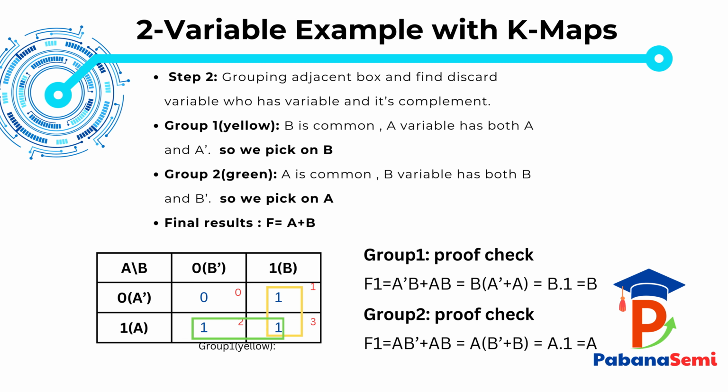F2 equals AB prime plus AB. Factor A. F2 equals A(B prime plus B). Since B prime plus B equals 1, F2 equals A, so this group simplifies to A. Final result. Now, we combine the results from both groups. Group 1 gives B. Group 2 gives A. So the final simplified expression is F equals A plus B.